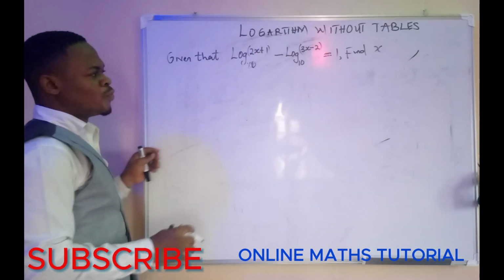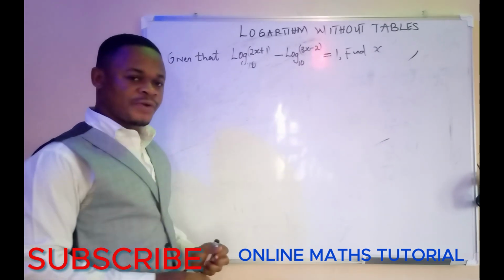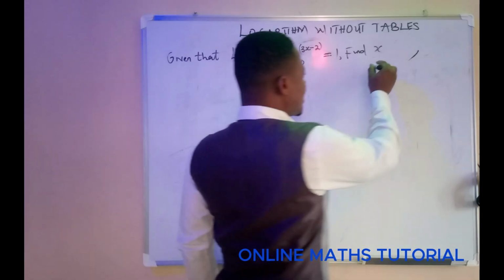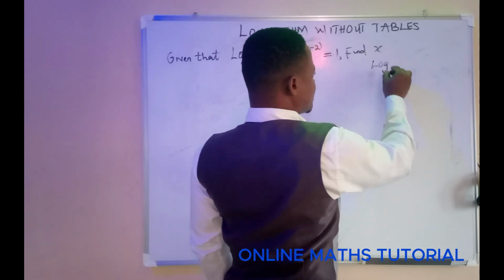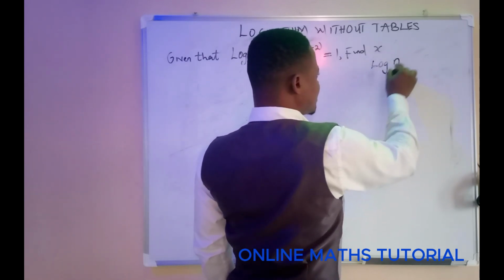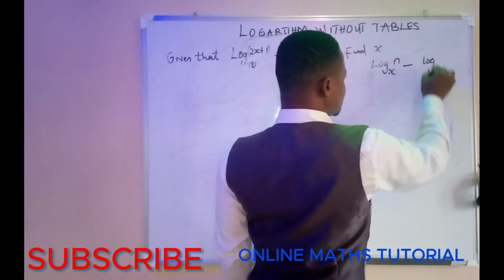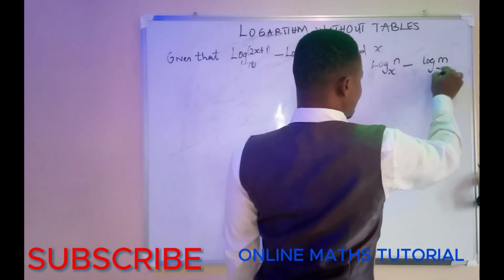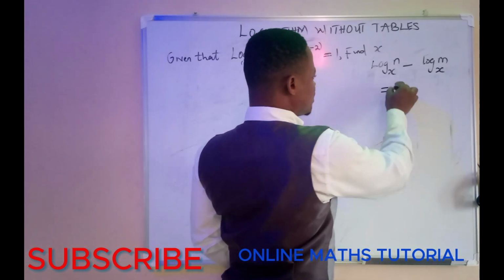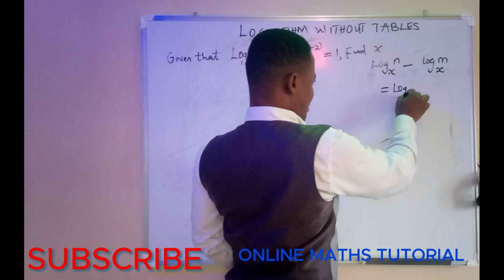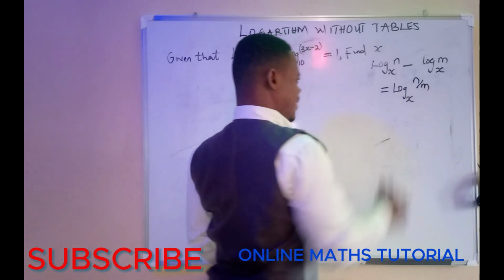To solve this problem, we need to apply the second law of logarithm, that is the subtraction law of logarithm, which says that if we have log n base x minus log m base x, this law says that your answer is going to be log n all over m base x.